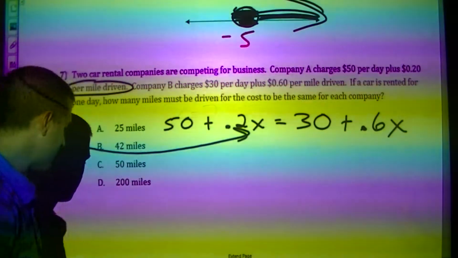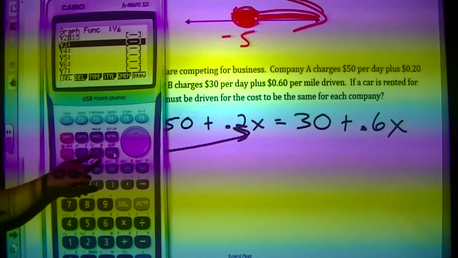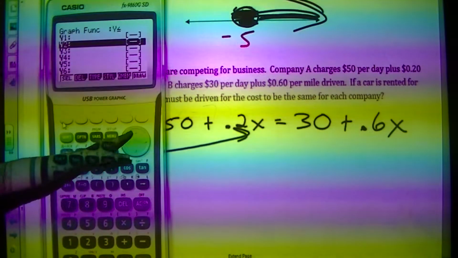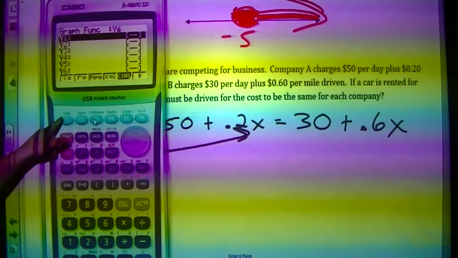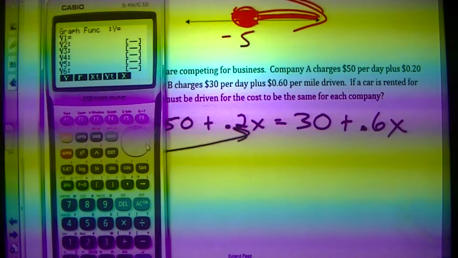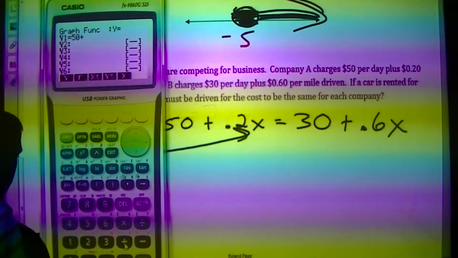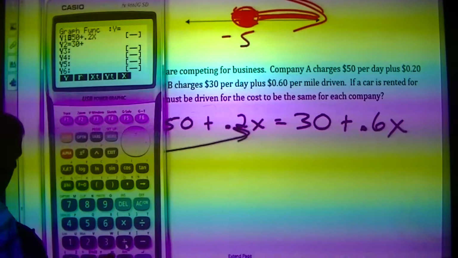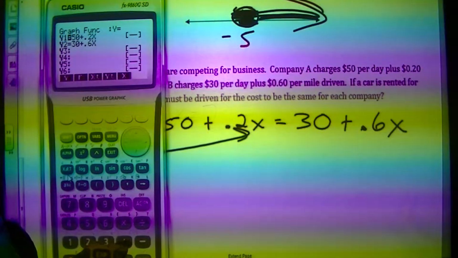Once again, I'm going to go back into this part. Now remember, when I delete this, I'm going to delete both of these. I'm going to turn the type to y equals, and I'm going to make sure I do that. So 50 plus 0.2x is one line. 30 plus 0.6x is a second line.